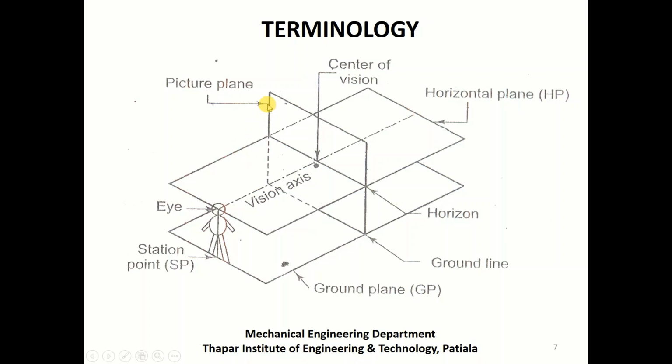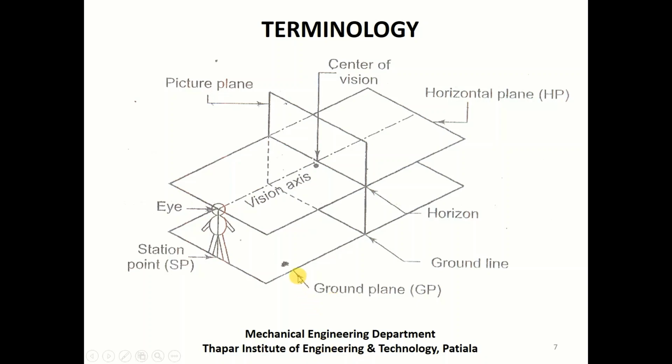Then there is a vertical plane which is called the picture plane. This is also a very important term. Now this plane is a vertical plane, and it meets the two horizontal planes, that is the ground plane as well as the horizontal plane. The line of intersection of this vertical plane with the ground is called the ground line. Similarly, the line of intersection of the picture plane, the vertical plane, with the horizontal plane is called the horizon. So these are the important terms that one should keep in mind.